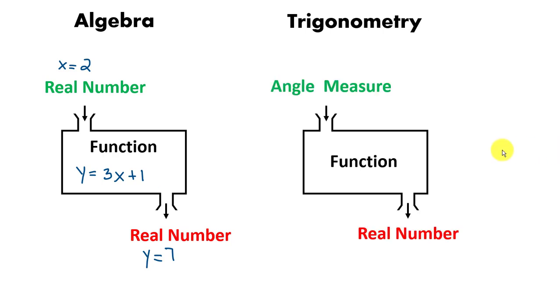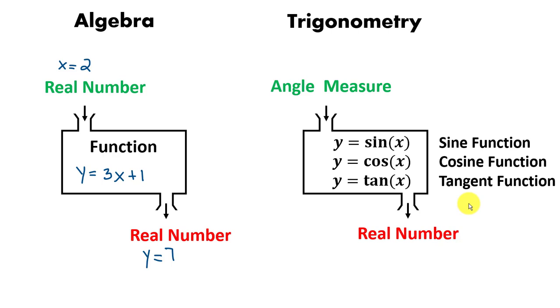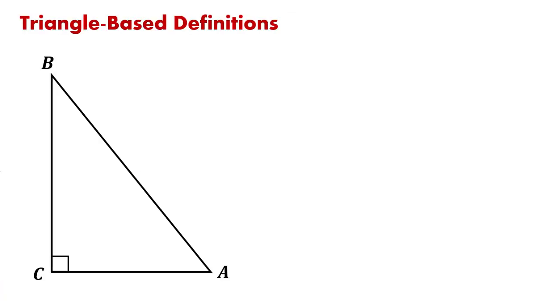But in trigonometry, functions relate angle measures with real numbers. And how does that happen? Well, there are 3 basic trigonometric functions: sine function, cosine function, and tangent function. And given an angle, each function determines what's going to be the corresponding real number, the corresponding output. But how does that happen? Well, let's talk about that.